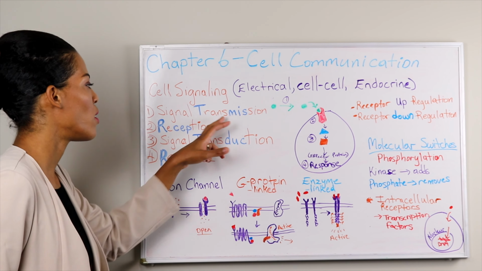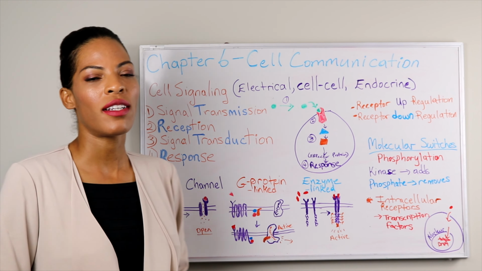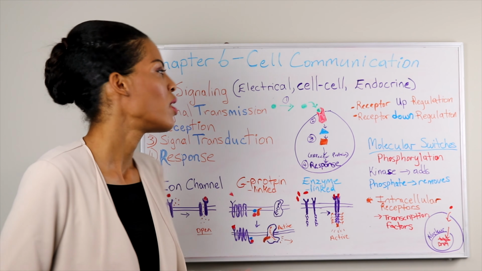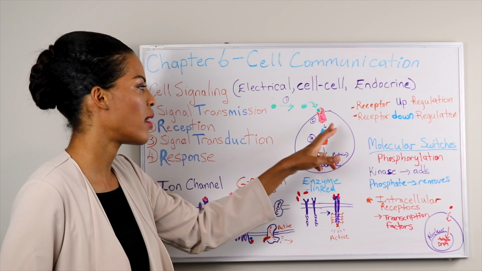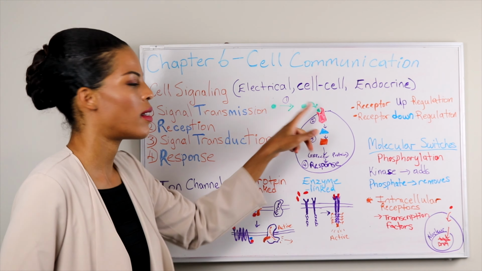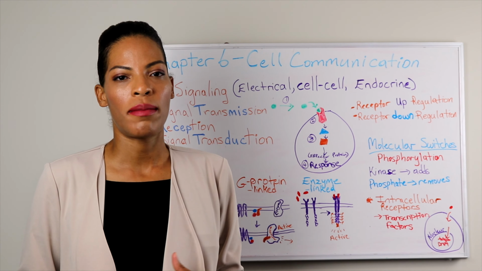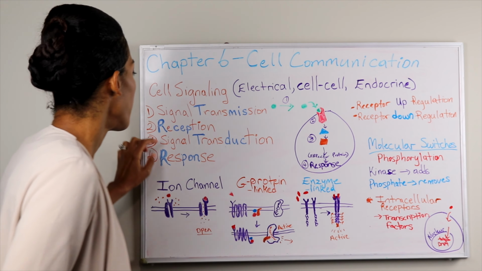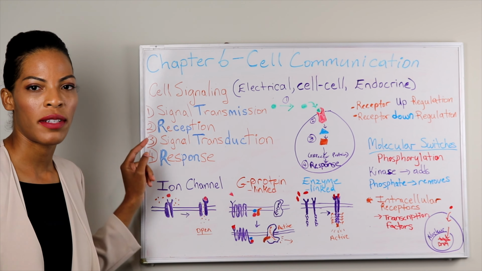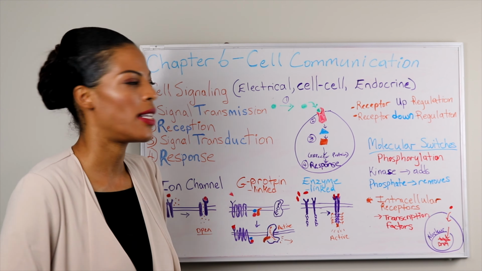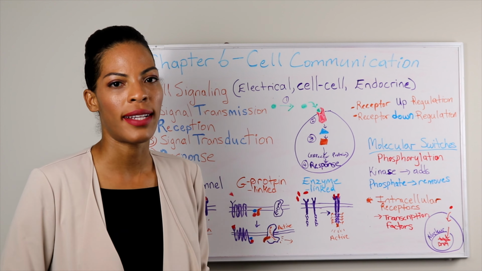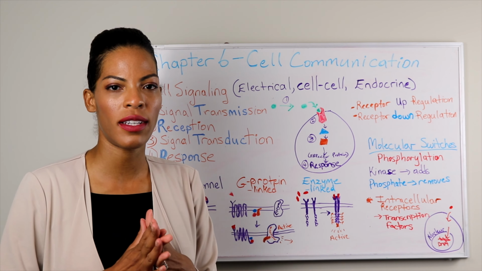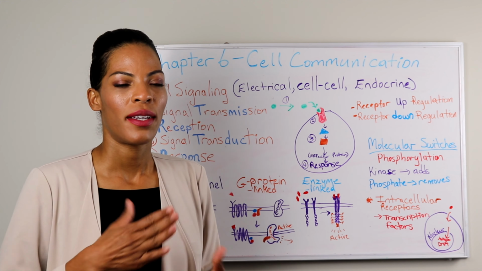One is the signal transmission. And signal transmission is the signal traveling towards your cell. So let's say that this is the cell right here. Your signal on the way to the cell, that is cell signal transmission. The second step is reception. And reception is when the cell actually makes contact with that signal. So once it receives the signal, that would be your reception.